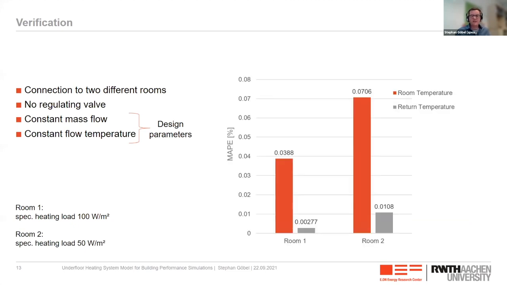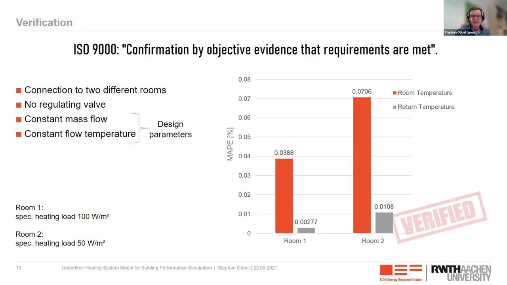And now you can see here the differences between the target room temperature of 20 degrees and the calculated room temperature of the model, and the differences between the return temperature of the model and the design return temperature. This is shown for the mean absolute percentage error, and it's really quite low, because these are only the differences between the heat transfer calculations we have done in our model and how the standard calculates the heat transfer. The standard calculates the heat transfer by using different correlations, and we are using physical equations. So this can be seen as verified.